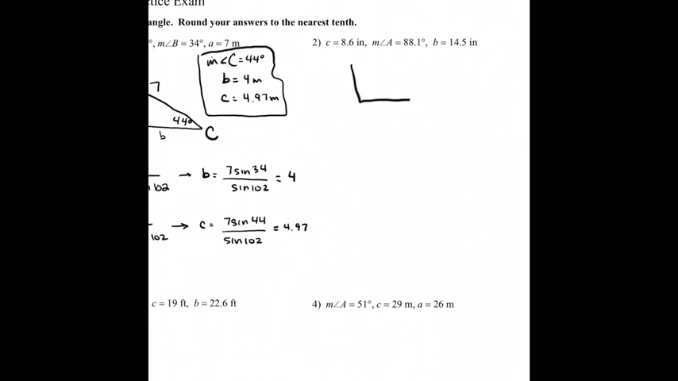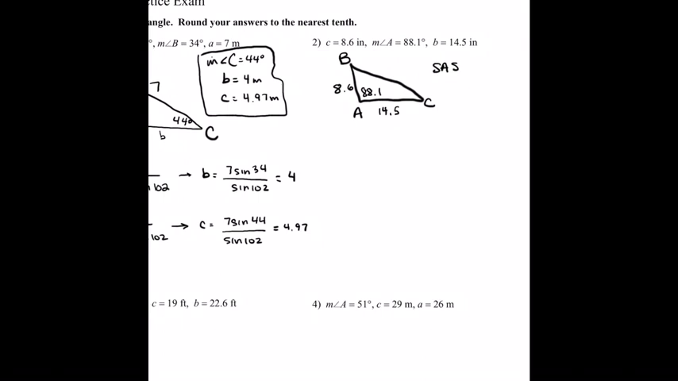Now question 2. We have angle A, which is 88.1. We don't know angle B or angle C, but we know that side C is 8.6 inches, and we know that side B is 14.5 inches. So what we have here is an example of side angle side.